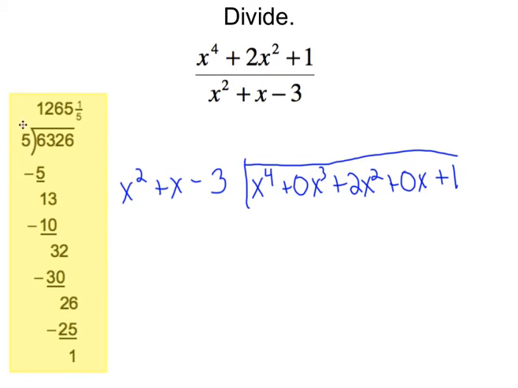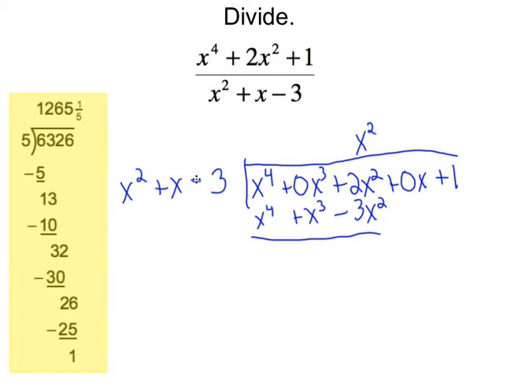So, just like we did over here with the long division and the numbers, we said how many times does 5 go into 6? Over here, we're going to say how many times does x squared go into x to the 4th? And the answer to that question is x squared times. So I'm going to put my x squared up here. And just like we did over here, we took our 1 and we multiplied by the 5. Now we're going to take x squared and multiply by x squared plus x minus 3. When we do that, we get x to the 4th plus x cubed minus 3x squared.